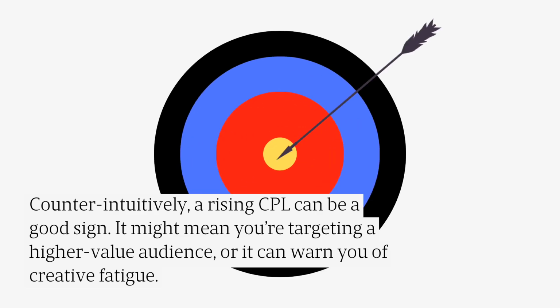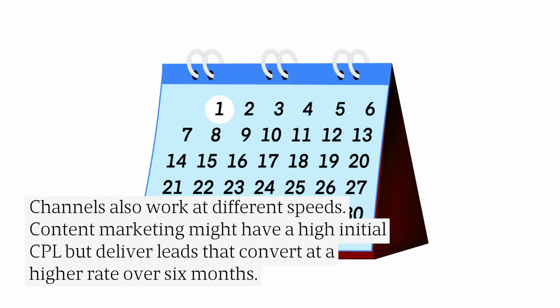Counterintuitively, a rising CPL can be a good sign. It might mean you're targeting a higher value audience, or it can warn you of creative fatigue. Channels also work at different speeds. Content marketing might have a high initial CPL, but deliver leads that convert at a higher rate over 6 months.